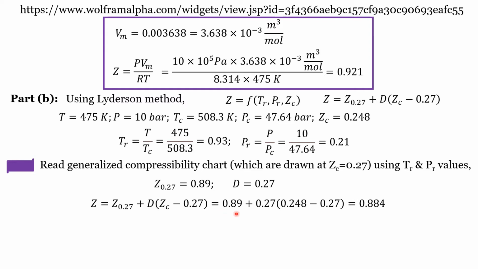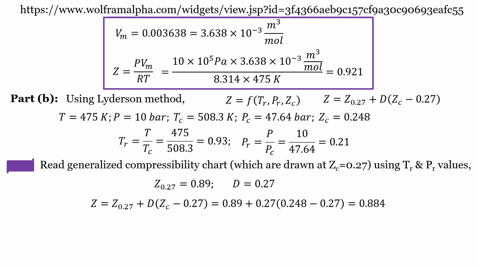So after putting all values we will get 0.884, because Z0 we have estimated from the chart, that is 0.89, and D is 0.27, and ZC is given in the problem, that is 0.248. So after putting all values we can get the value of compressibility factor.